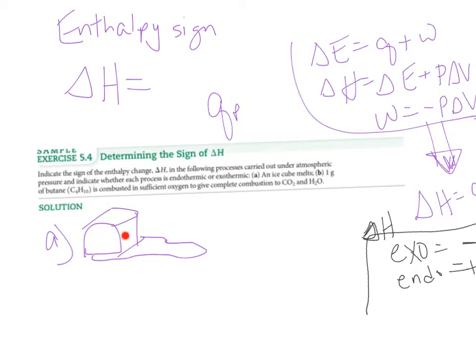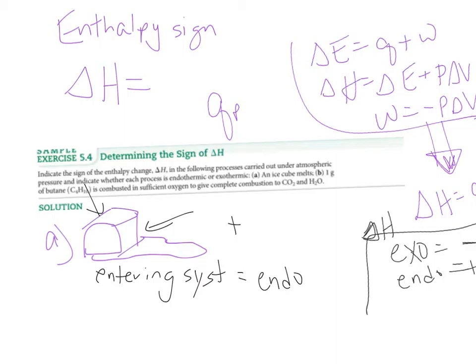In order for the ice cube to melt, heat has to come into the ice cube, which means heat is entering the system. So this will be endothermic. Therefore, the sign will be positive, which I think was the question. Delta H will be positive.